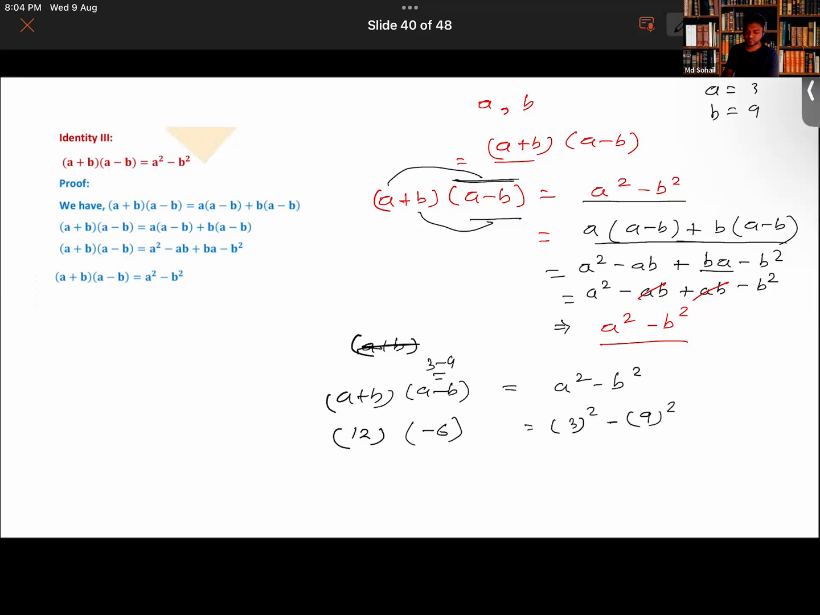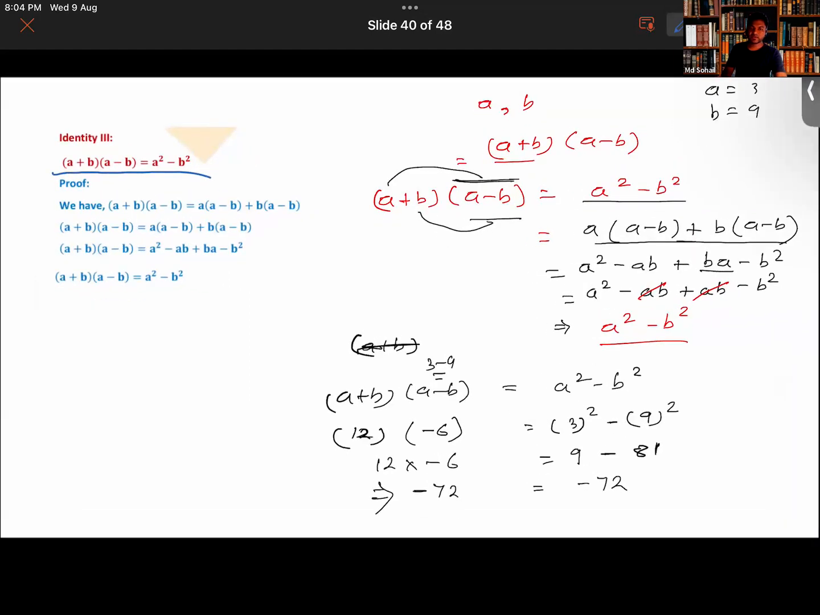Now a square is how much? It's 9, and here b square is 81. So here it is 12 into minus 6. That is how much? Minus 72. And here also it is minus 72. So that was identity number 3, in which the values on both sides of the equal to sign are equal.